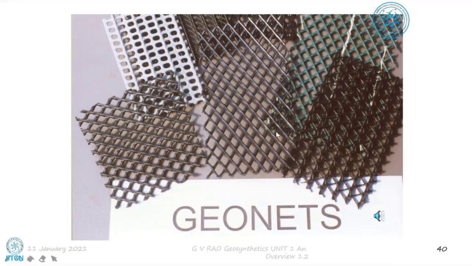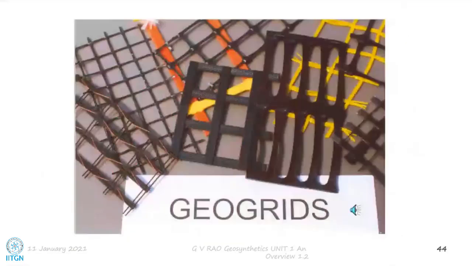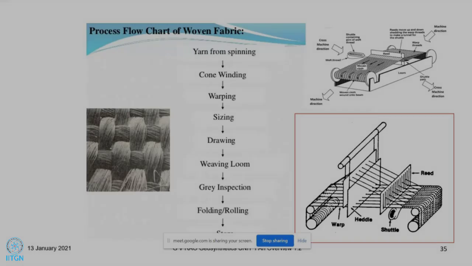As a beginning, we'll see that these geonets have not performed well. So, slowly, we'll come back to this again. We have developed what we call geogrids, which are stronger elements. So, that is what we'll consider in this class.